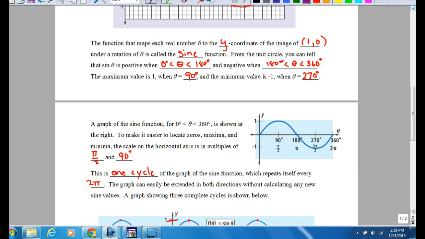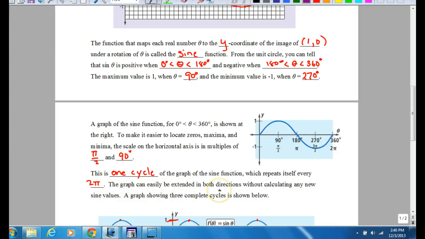Now, if you look over to the right here, it says a graph of the sine function between 0 and 360 is shown. To make it easier to locate the zeros, maxima and minima, the scale on the horizontal axis is in multiples of pi over 2 and 90 degrees. That's why we started talking about it. This is one cycle of the graph of the sine function, which repeats itself every 2 pi.